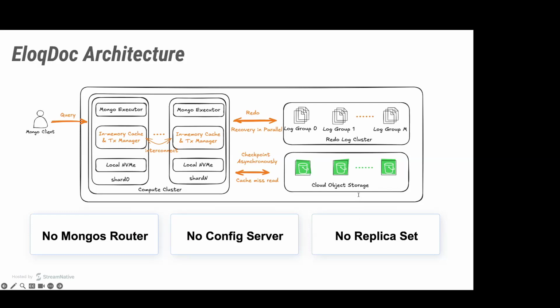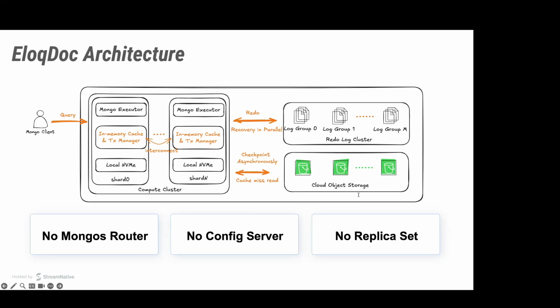The architecture of EloqDoc is clean. The left part is a compute cluster, which is stateless. It contains a Mongo executor, memory cache, and transaction manager, which is the data substrate we mentioned before. The local NVMe is used as a cache of object storage. The upper right is a log cluster. It could be deployed together with the compute cluster to save costs. The log cluster uses EBS to ensure high availability of data.